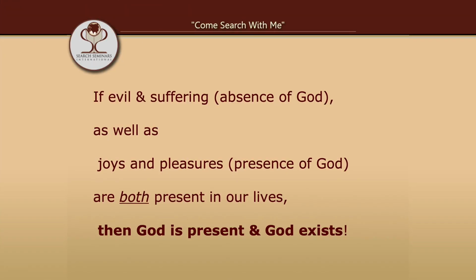Evidence of land. So is there land looking around? Yes, there is. What happened to the 359 degrees in which there was no land? Well, here's the dictum. One piece of evidence for presence will outweigh all the evidence for the absence. So, if evil and suffering, which denote the absence of God, as well as joys and pleasures, which would denote the presence of God, both are present in our lives, then God exists and He is present here.